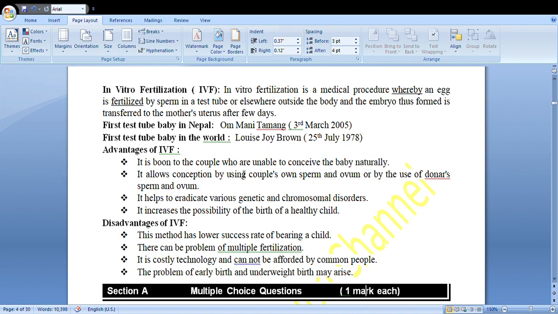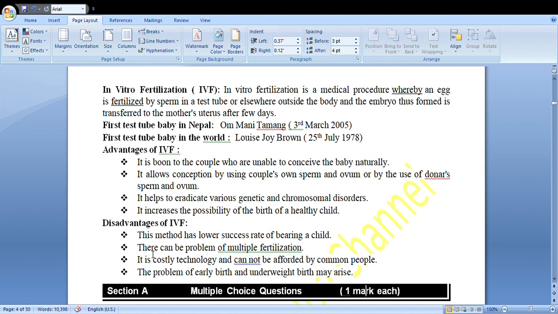It is a boon to couples who are unable to conceive a baby naturally. It allows conception by using the couple's own sperm and ovum or by the use of a donor's sperm and ovum. It helps to eradicate various genetic and chromosomal disorders. It increases the possibility of birth of a healthy child.